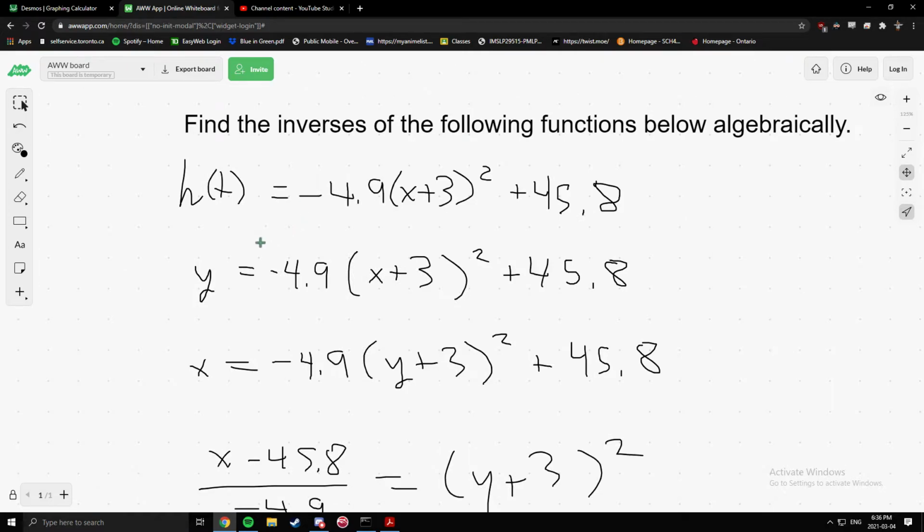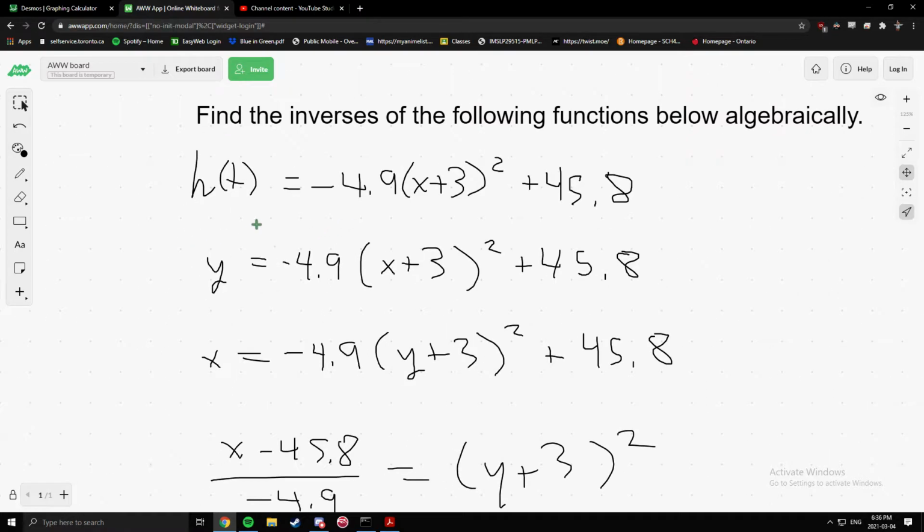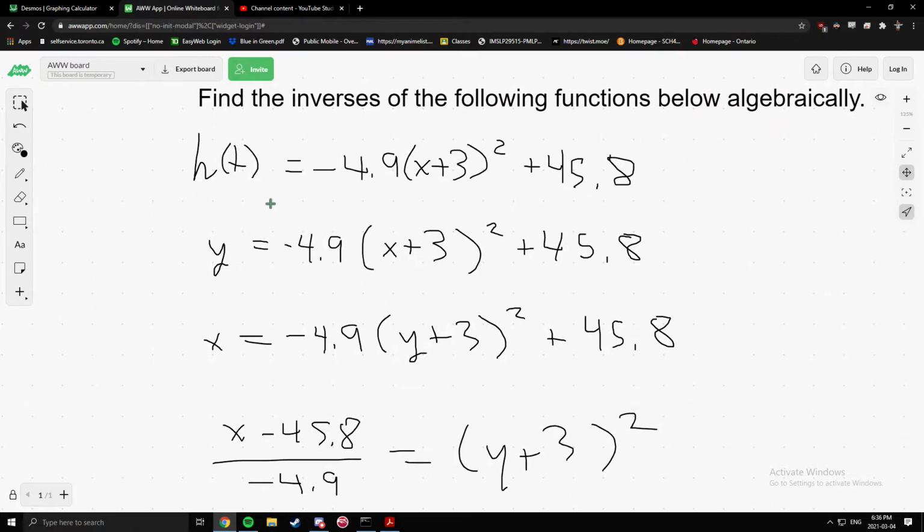The inverse function will give every x value of the original function as its y value and every y value as its x value. So the coordinates that you get on the inverse function are the reverse. So for h of t, how do we find its inverse?